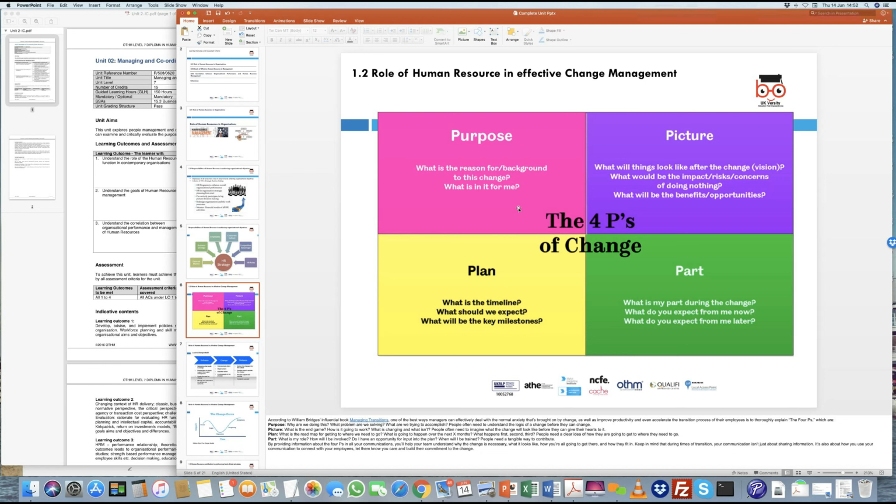So here, sometimes when you look at doing the changes, people will ask questions about, will it help save cost? Will it help increase productivity? Will it help bring in more efficiency? What could be the benefits and opportunities that you will get if we do the change? Those are the questions that you tend to ask, which are related to the picture within the 4 P's.